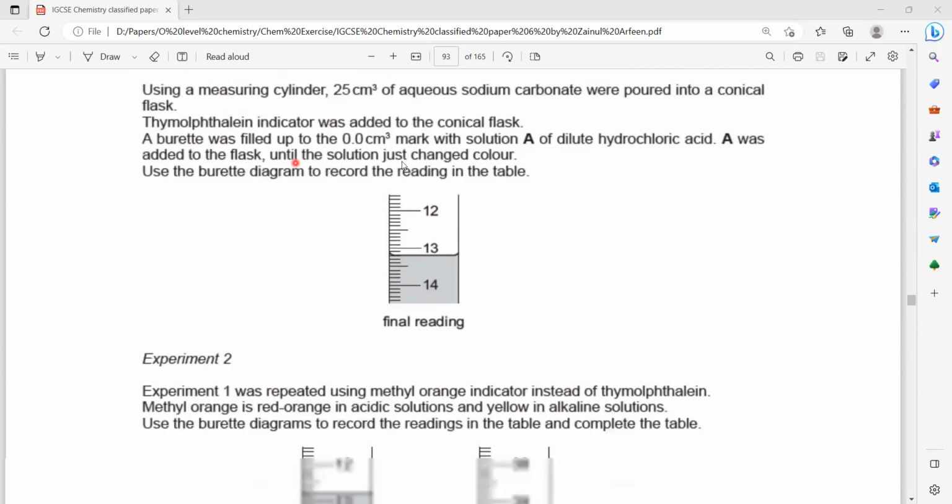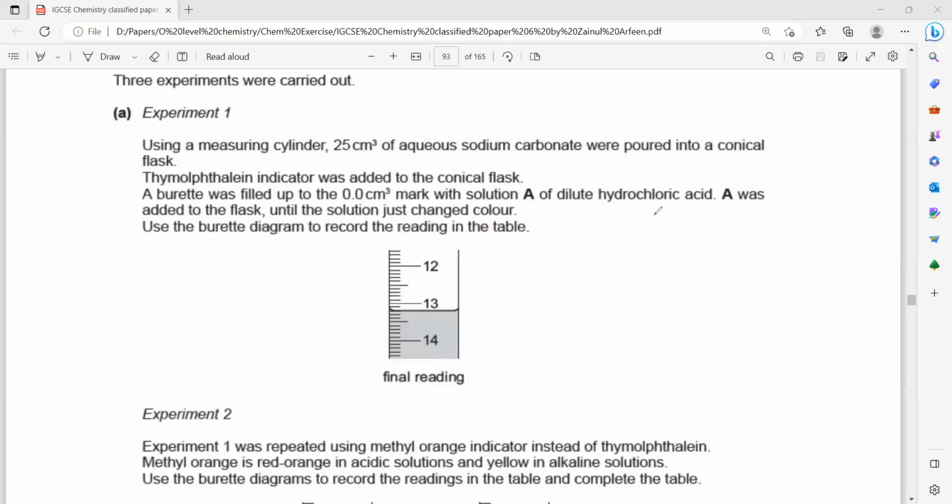Experiment 1: using a measuring cylinder, 25 cm³ of a sodium carbonate solution was poured into a conical flask. So we took a conical flask, and in this conical flask we took 25 cm³ of sodium carbonate. Sodium carbonate is Na2CO3. Then thymolphthalein indicator was added to the conical flask, so drops of indicator were added. A burette was filled up to the 0 mark with a solution of acid. So this time the unknown solution is in the burette.